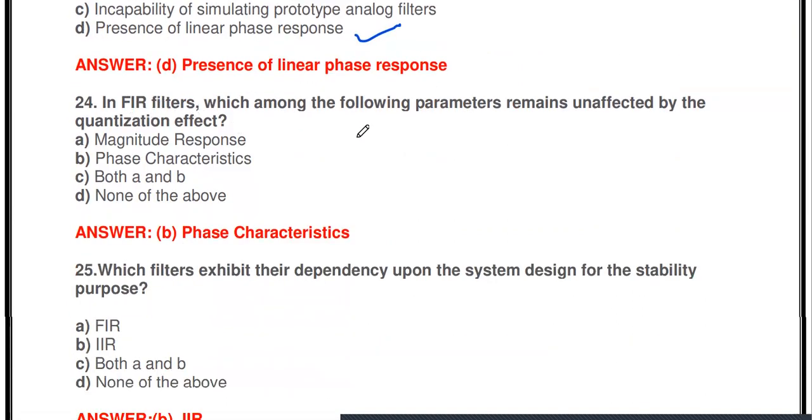Then in FIR filter, which among the following parameters remains unaffected by the quantization effect? Magnitude response, phase characteristics, both A and B, none of the above. Phase characteristics. So the phase characteristic remains unaffected by quantization effect.